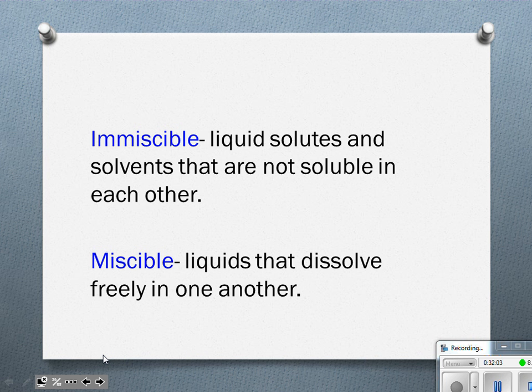One of my favorite answers to a question I got, of course I marked it wrong, but the question on the quiz was, define immiscible. And the student put, immiscible is the opposite of miscible. And I said, although a correct statement, that doesn't really tell me that you know what immiscible is.